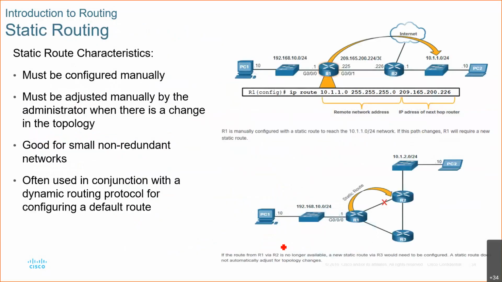So when I say static route, how do you configure it? You configure it like this. You say ip route 10.1.1.0. Then I'm saying that if I want to go to 10.1.1.0, I want to go through 209.165.200.226. That means take this route. Here, I'm programming R1: if you want to go to this network, go through 226. Okay, this is your static routing.